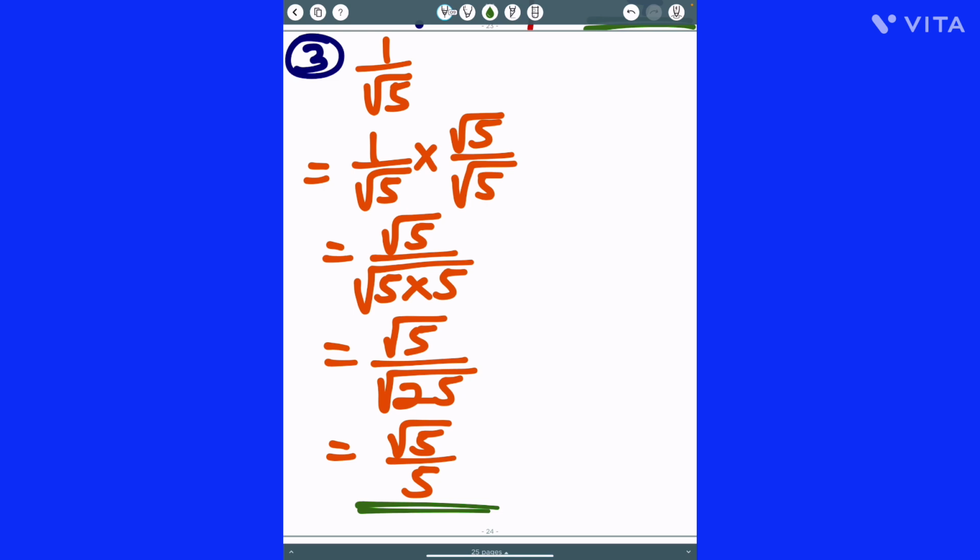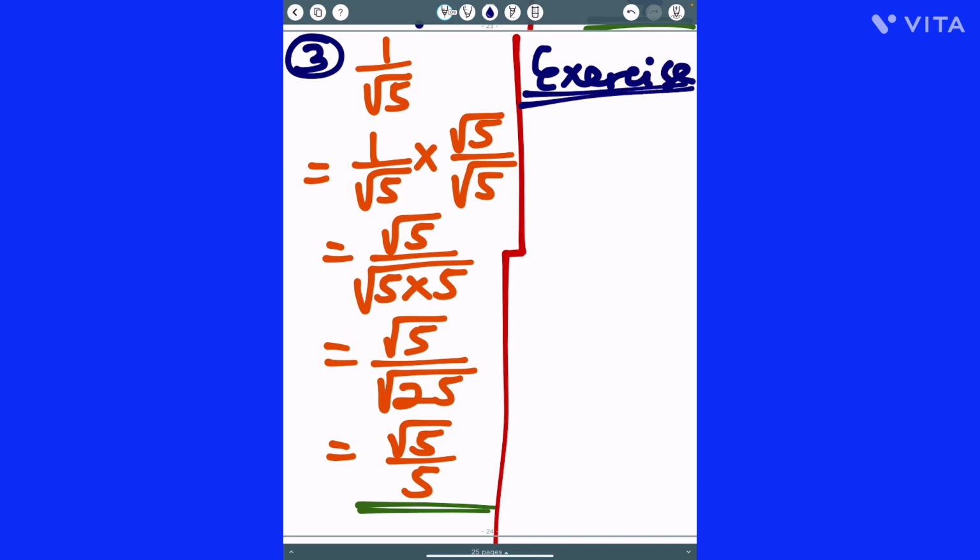So you can do all of the rest yourself. What will the classwork be now? The remaining questions, make that your exercise. What's the exercise going to be now? The exercise will be questions 4 to 21. So you do questions 4 to 21 as your exercise.